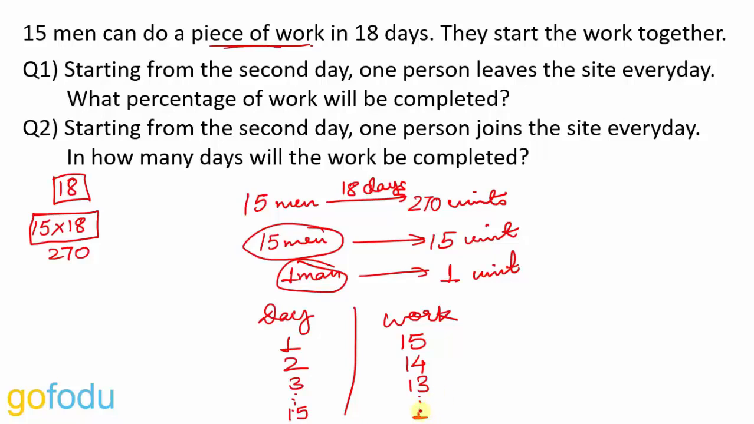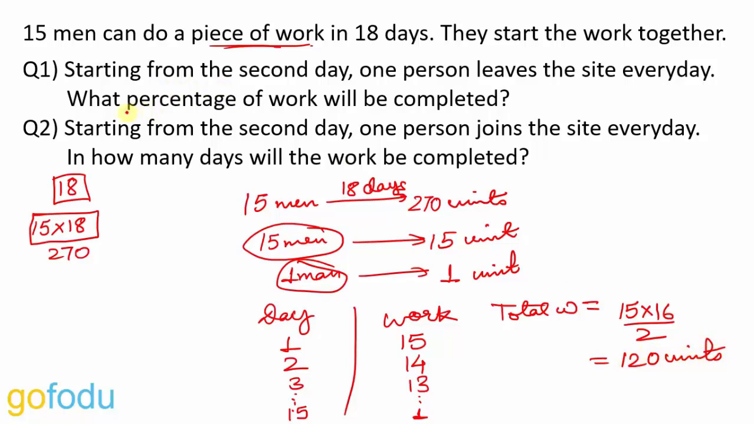So total work would be the sum of all these numbers, 1 plus 2 plus 3 plus 4 till 15. This is a natural number series. Total work would be 15 into 16 upon 2, n into n plus 1 by 2, which comes out to be 120 units. This is not our answer.